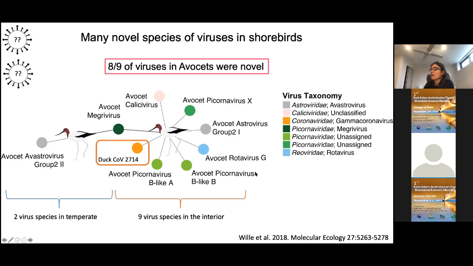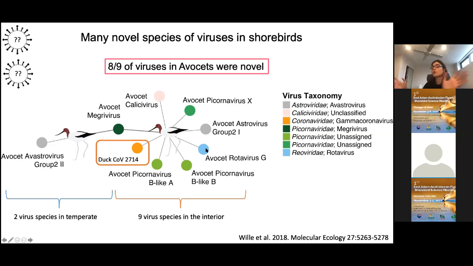So in our first study, 2018, we looked at ruddy turnstones and avocets. I'm just going to show you the avocet data. How this figure works is that this little avocet picture corresponds to something called a library. That just means that we pool together, or mix together, 10 samples from avocets. This little avocet picture corresponds to 10 samples from temperate Australia. This one corresponds to 10 samples from the interior of Australia. And the little circles correspond to the viruses that we found.